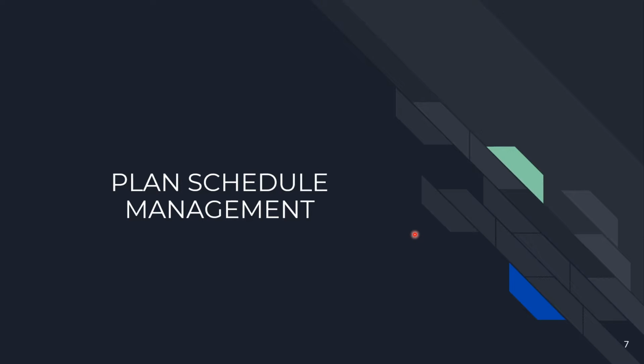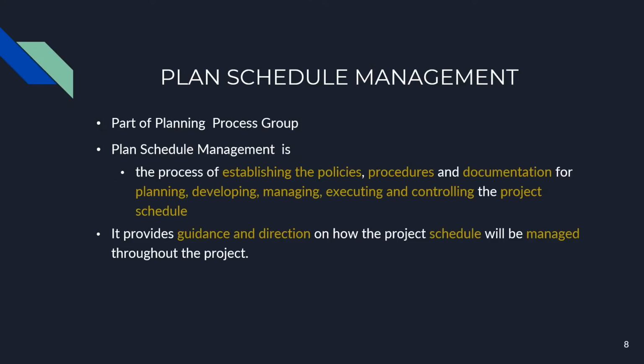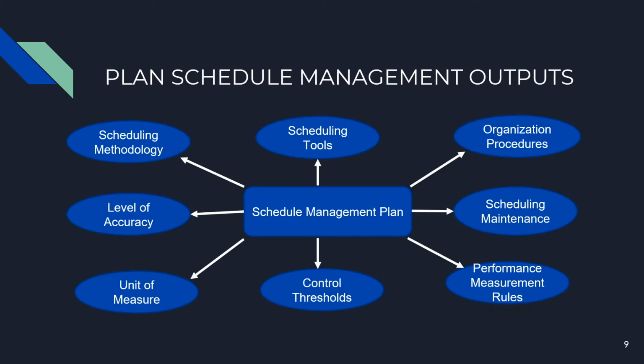So let's get started. The first process of project schedule management is plan schedule management. Keywords for plan schedule management are: it establishes the processes, policies, procedures, and documentation for planning, managing, executing, and controlling the project schedule. It provides guidance and direction on how the project schedule will be managed throughout the project.